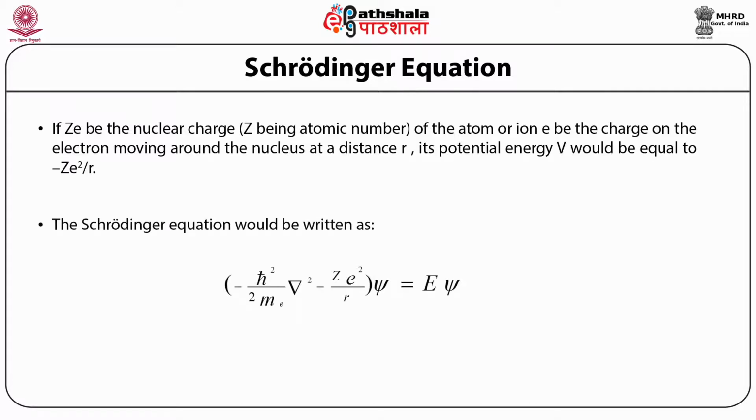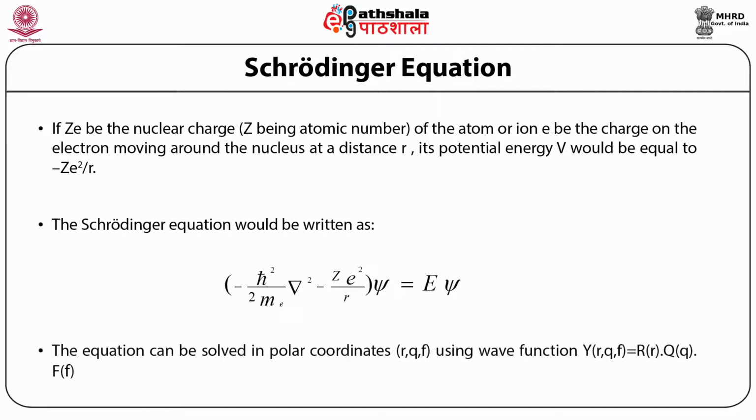The Schrödinger equation in this case can be written as minus h cross square upon twice m del square minus Ze square upon r, psi equal to E psi, or H psi equal to E psi. I won't go into the details of this Schrödinger equation, but the equation can be solved in polar coordinates r, theta, phi, considering the wave function made up of three separate parts: a radial part which depends only on r, an angular part which depends on theta, and an azimuthal part which depends on phi.